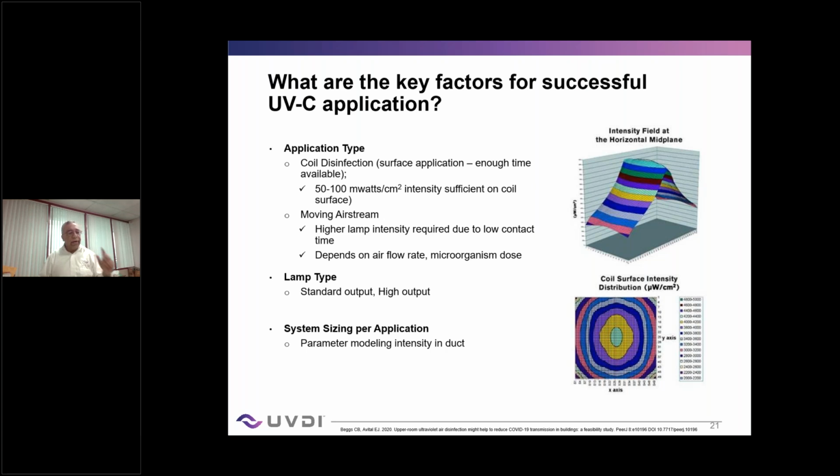A correctly designed UV system is very important. What's happened is that during the pandemic, a lot of people basically said, hey, just stick a lamp in and you're good. You're going to get coil and you can get airstream disinfection too. But what really needs to be considered is all the different factors which I talked about: lamp output, your lamp spacing, and even your coil geometry, how big your coil is. All that goes into your application.